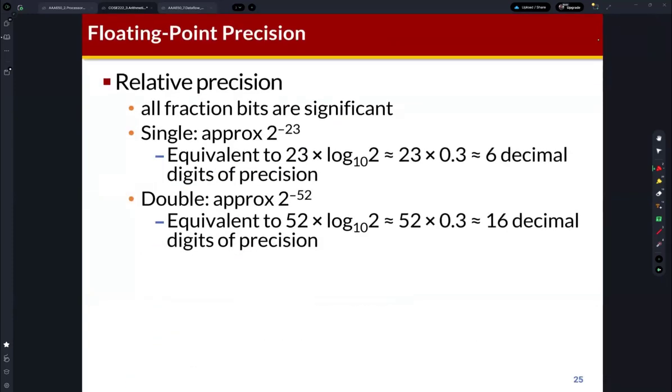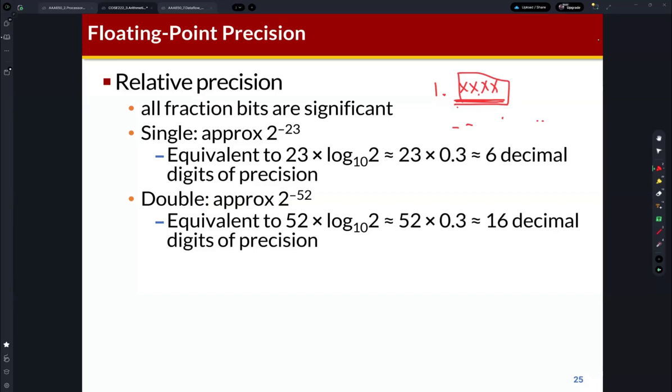So precision. Let's see the precision of the floating point number. The precision is determined by the fraction part, right? And this fraction part is x multiplied by 1 over 2, plus x multiplied by 1 over 4, and so on. So this fraction part decides the precision of the floating point number.